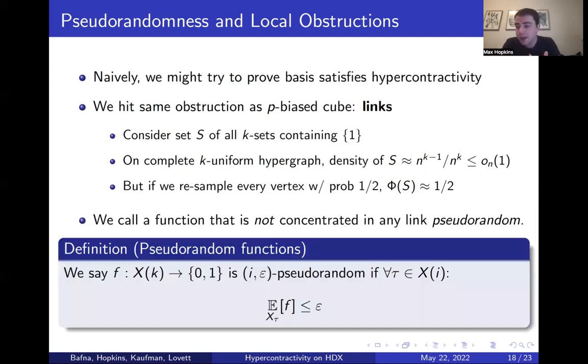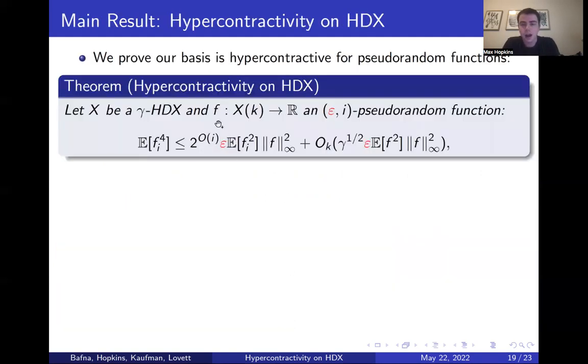With this in mind, what all these extended regimes did was prove that this was the only obstruction. To formalize this a little bit, we'll call a function pseudo-random if it's not concentrated inside any link, inside any one of these local structures. We'll say it's epsilon pseudo-random at level I if, across all level I links, the density of F is at most epsilon. And we prove indeed that pseudo-random functions are hypercontractive on HDX.